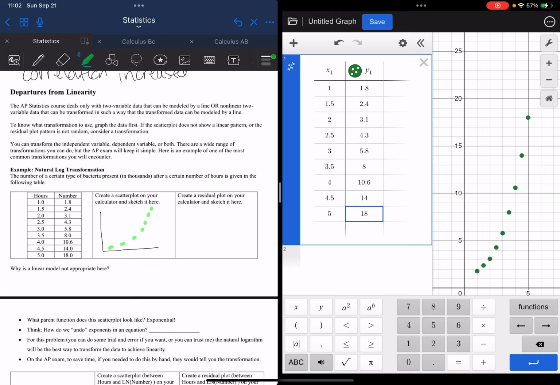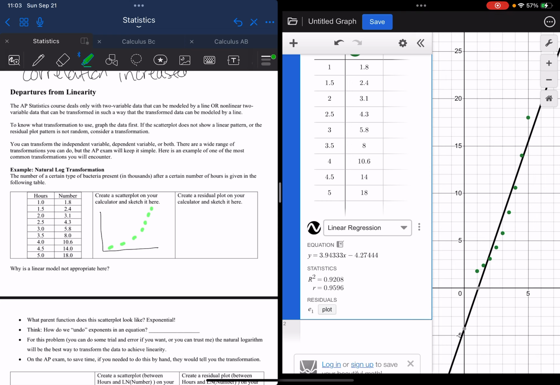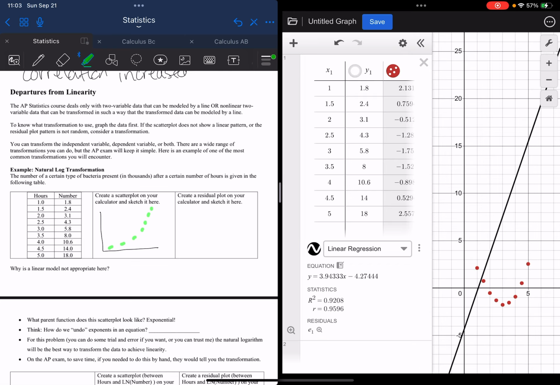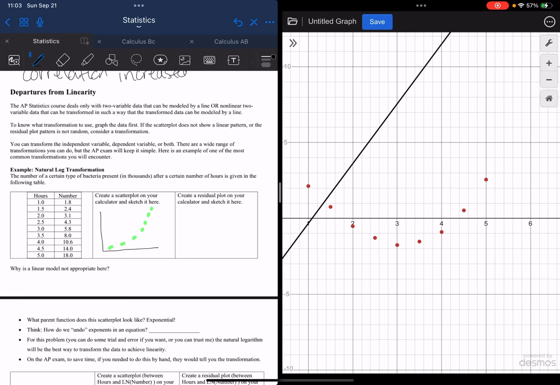Then it says create residual plot on your calculator as well. So remember, in order to do that, I go back to my Desmos, I click on this line right here and it will pop up my linear regression, and then under residuals I click on plots. And then in order to help me visualize this more, I'm going to get off of the original ones, and I'm going to back this up so I can see it a little better. And my residual plot is going to look like this.